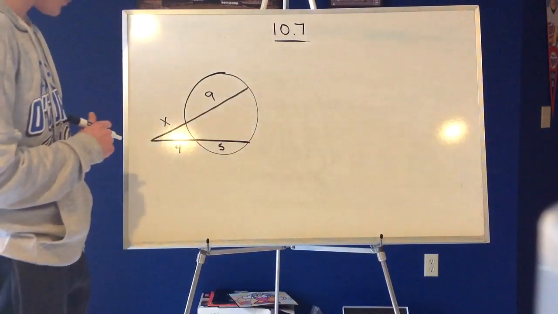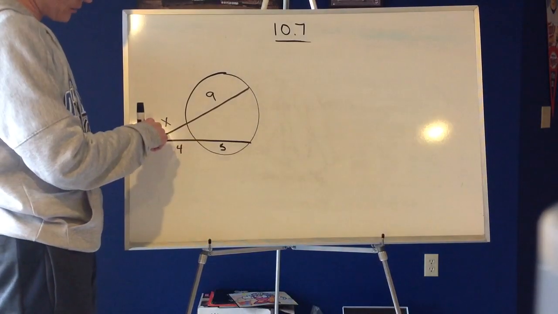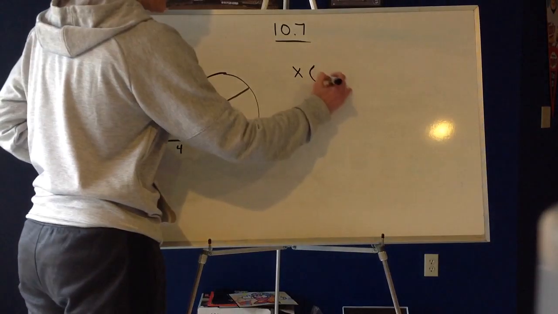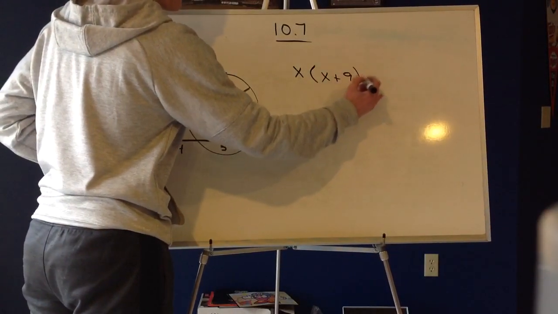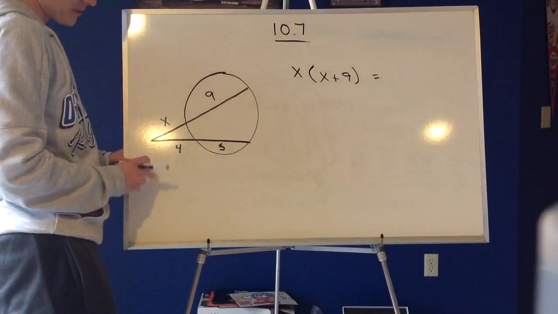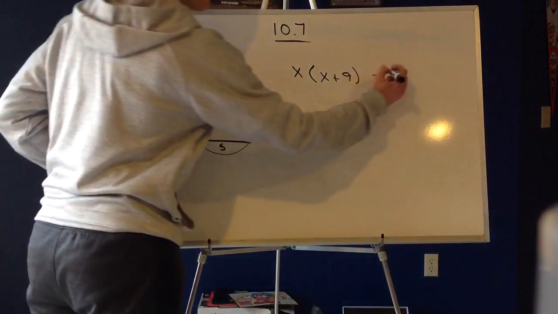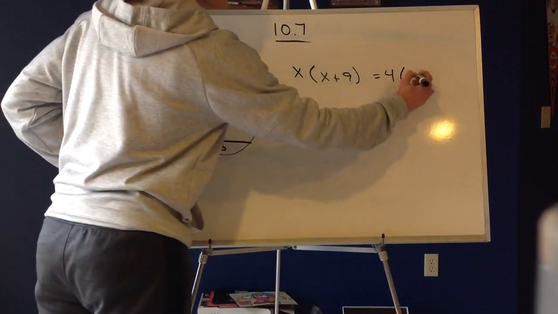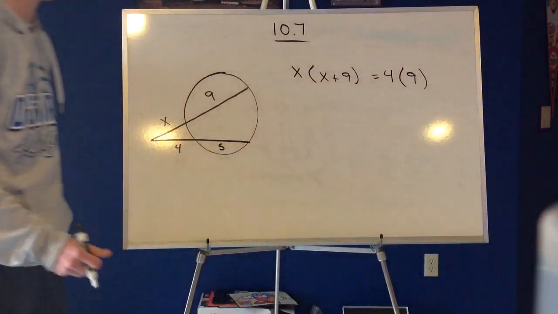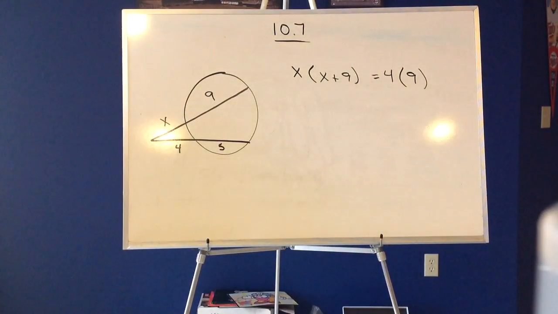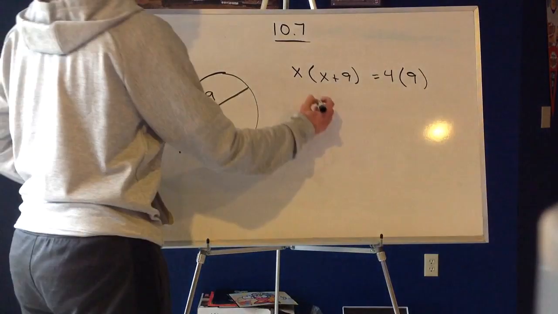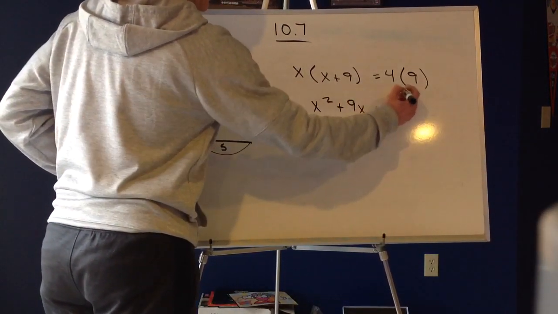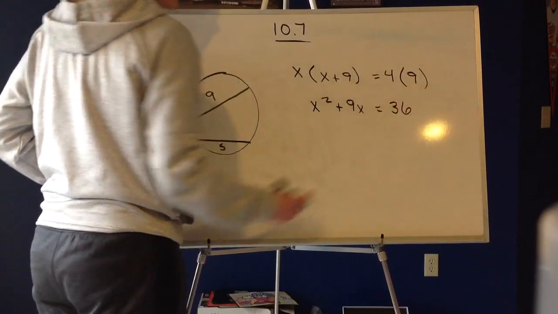Okay, so I'm going to take the outside, which is the x, times the whole thing, which is the x plus 9. On the bottom, same idea. The outside is the 4. The whole thing would be 4 plus 5, so we can just go ahead and write that as 9. Okay, so normal distributing on the left side, so you end up with x squared plus 9x. On this side, you'll end up with 36.